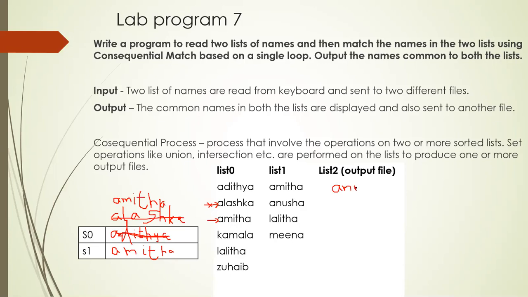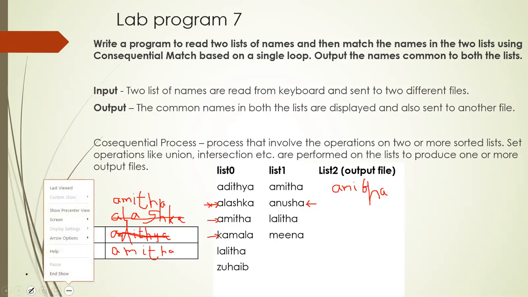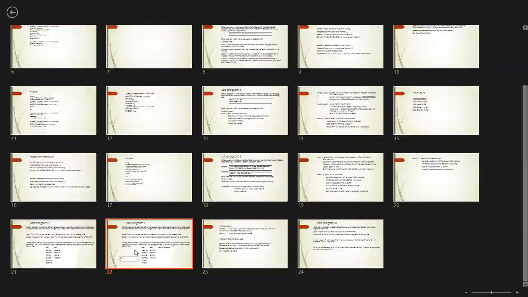After copying the name Amita to the output file, I increment the pointer. So it is pointing to Anusha, and this again it is incremented. So it is pointing to Kamala. Okay, now in this stage, what happens, we'll see.